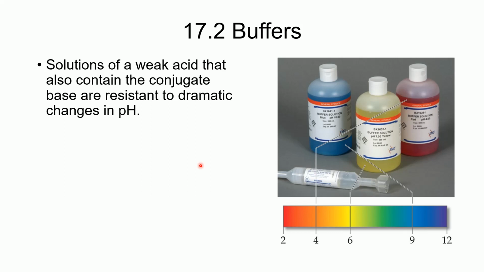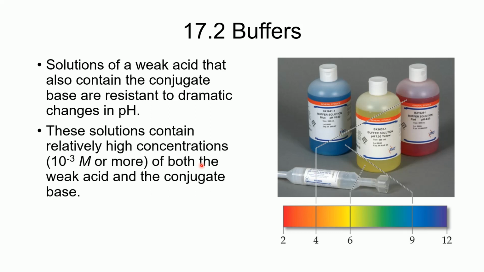It has to have a combination of a weak acid and its conjugate base in solution. And both of them need to be there in significant amounts, typically at least 10 to the negative 3 molar or more. And even at 10 to the negative 3, we're not talking about something with a very high buffer capacity. So we need to have a significantly high concentration of both the weak acid and its conjugate base at the same time.